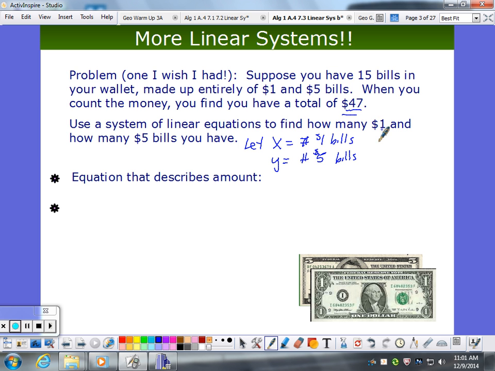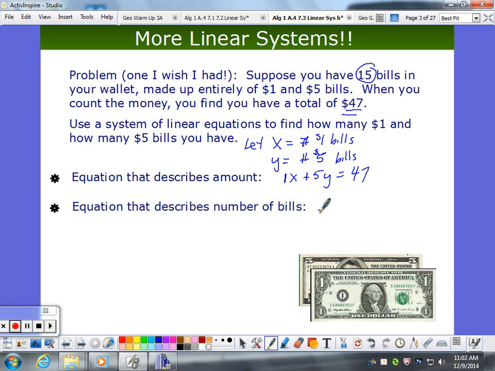Wouldn't I take the number of $1 bills, I have x of them, times $1, plus the number of $5 bills I have, and they're worth 5, and what should I get when I do all that? 47. Isn't that how you count money? Yes. And then I need a second equation though. How many bills do I have in total? The number of $1 bills plus the number of $5 bills has to be 15, right?